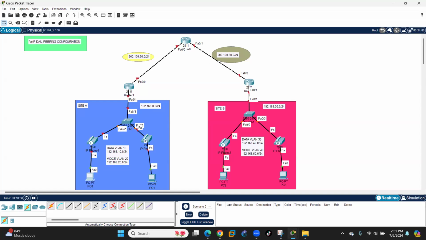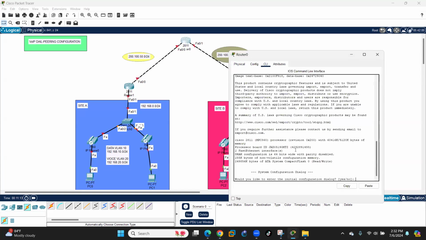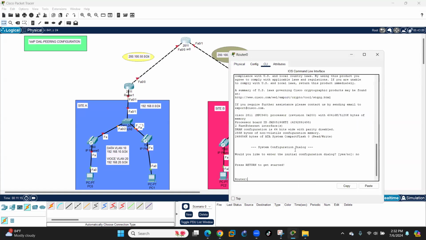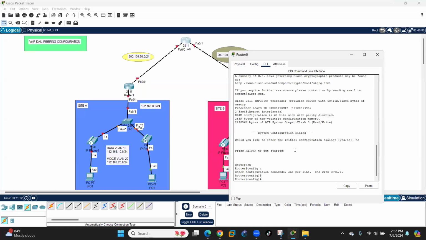Are we done with our topology? Please, when we are done with our topology, I won't wait for anybody. Just your router. Configure your routers, please. We've already configured routers so many times.